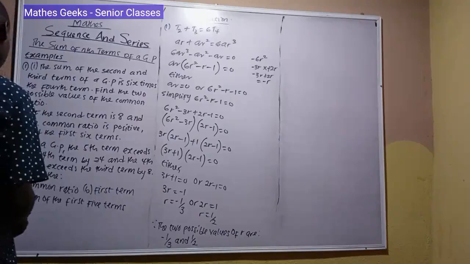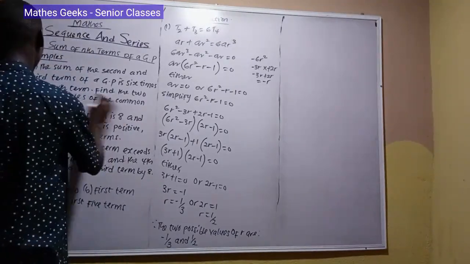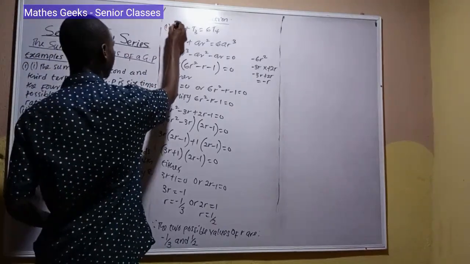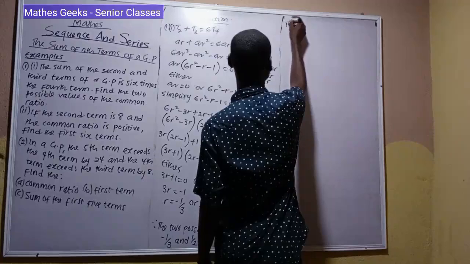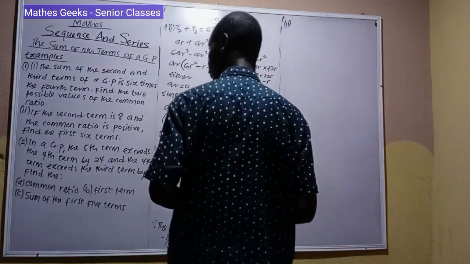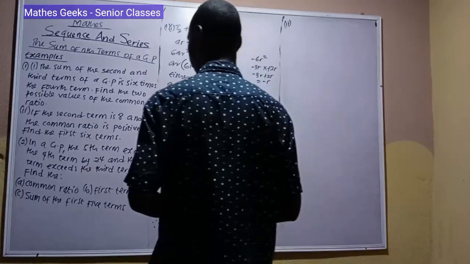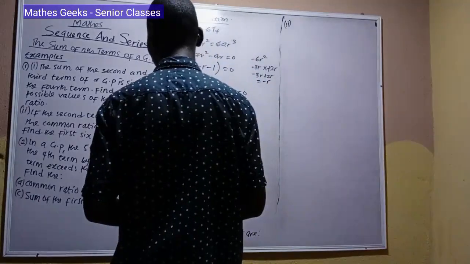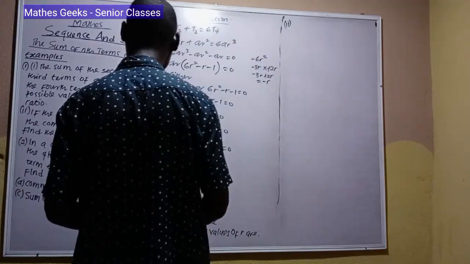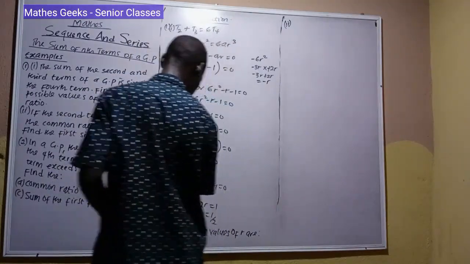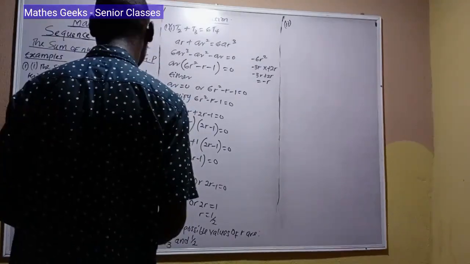So this is the A part: find the two possible values of the common ratio. That's our figure 1. Another figure 2 says, if the second term is 8 and the common ratio is positive, find the first 6 terms. That means we are going to make use of this 1 over 2.